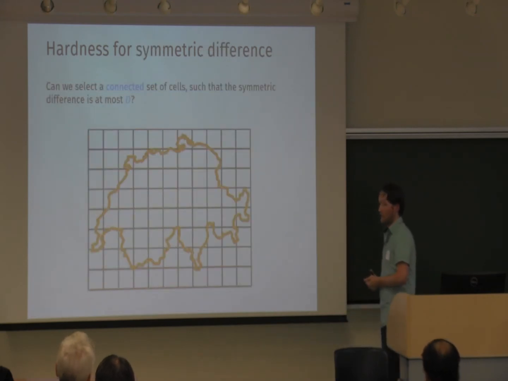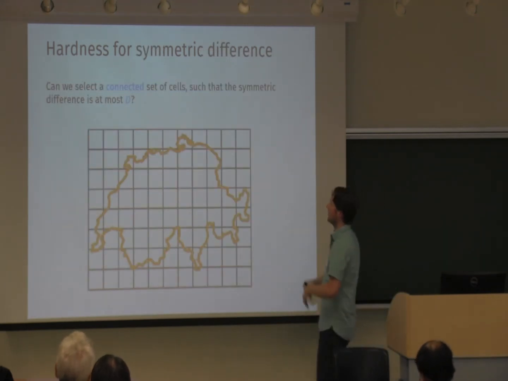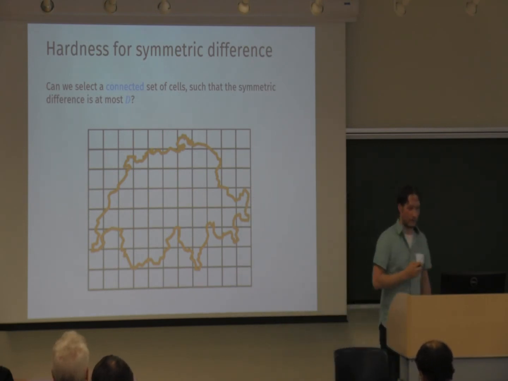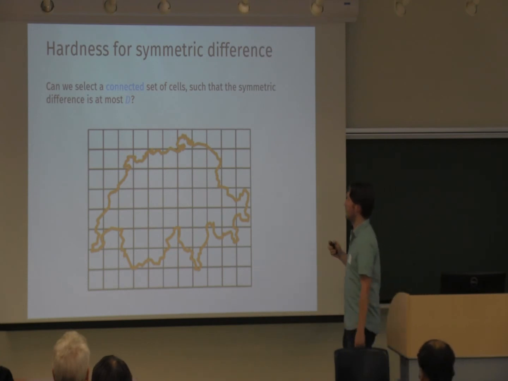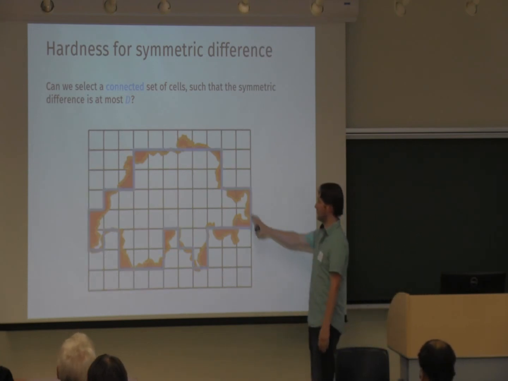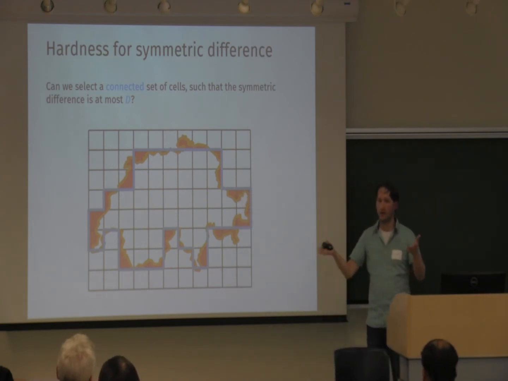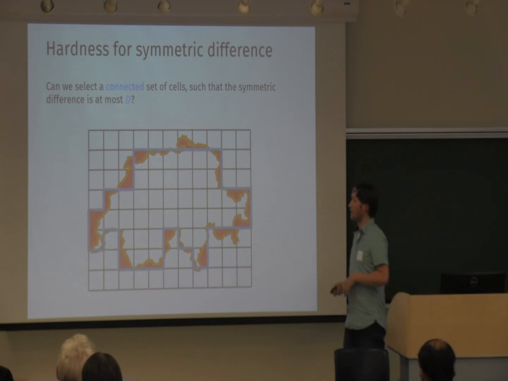So for the symmetric difference, same problem, same picture. Now we want to select a set of cells that are connected and have a symmetric difference at most something. And if I take such a thing, the symmetric difference is really just this red area. So if we overlay the two, it's the area that's covered by one of the polygons, but not by both.